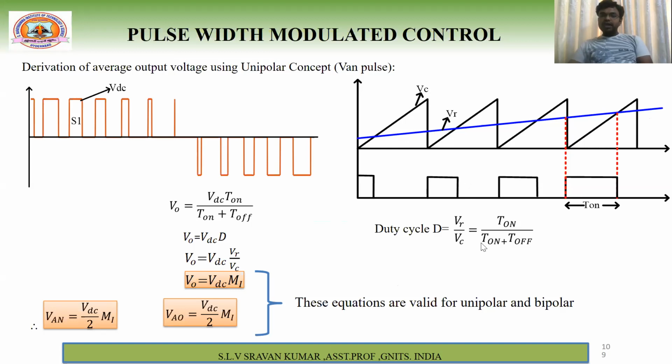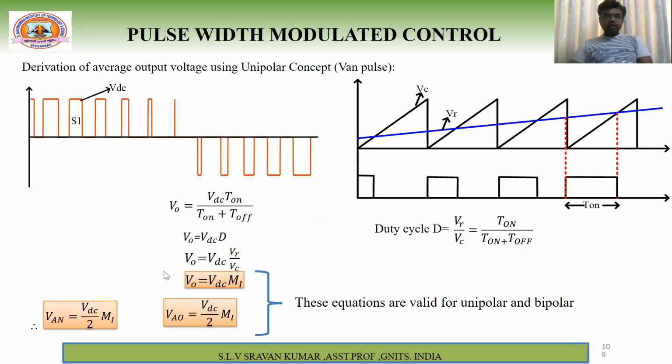So how can you write the duty cycle? Another way is simply VR by VC. This is VR divided by VC. VC is nothing but the maximum value. So that is nothing but your T on by T on plus T off, right? So instead of this D, you can write VR by VC. This VR by VC, generally we call it the modulation index. Understand? VR is nothing but your sinusoidal waveform, and VC is nothing but your triangular waveform when we are comparing the pulses. Okay, right. So this is the average output voltage equation, which is valid for unipolar as well as bipolar.